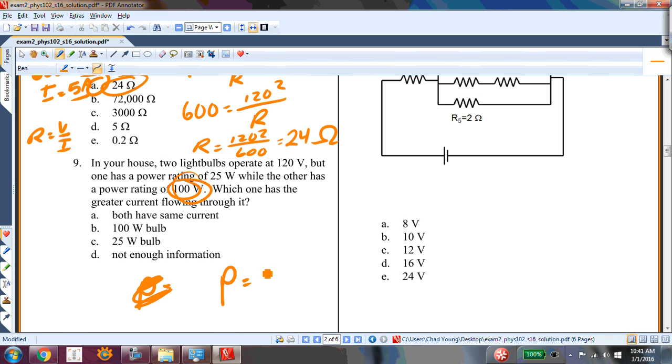Or you can also think about it in this way. P is equal to V squared over R. Look, V is the constant for both of these. They both operate at 120 volts. So if P is big, that means that R is small. If R is small, that means I is big. The one with the smaller resistance has the bigger current. The one with the smaller resistance has the bigger power. So the one with the most power, the 100 watt, has a higher current. So number 9 is B.